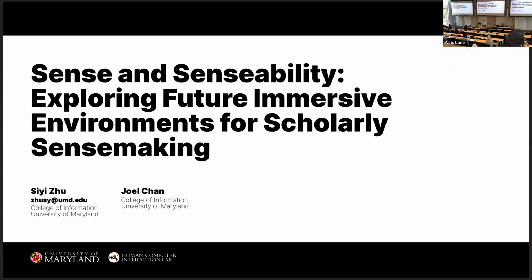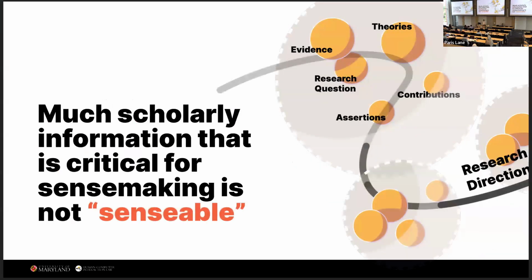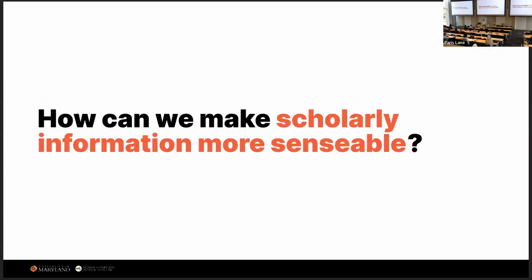Sensemaking is a crucial cognitive process in scholarly work where researchers interpret and synthesize information to generate new insights or solve problems. In this process, researchers often face vast amounts of complex and diverse information. Among these, some information like abstract concepts or theories is intangible and hard to be sensed directly. This lack of sensibility has been extensively documented in empirical studies of scholarly sensemaking research works. We are curious how we can make this intangible scholarly information more sensible.